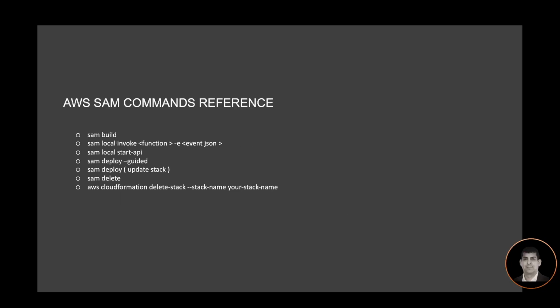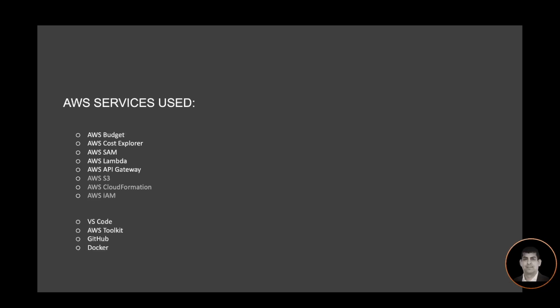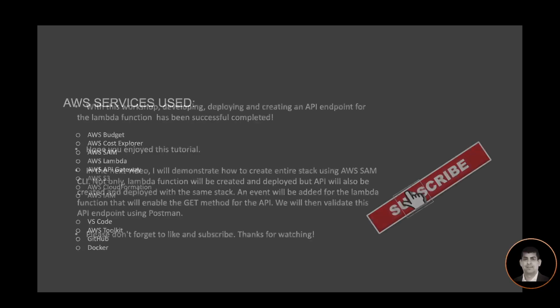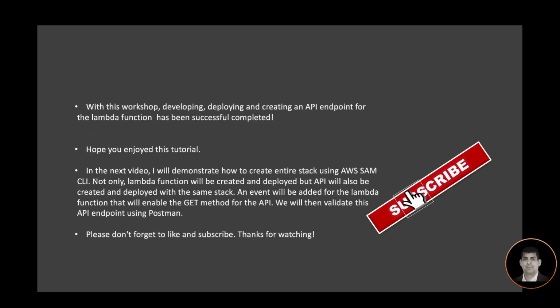Here is a quick SAM command reference. Here is the list of services that we have used: Budget, Cost Explorer, SAM, Lambda, API Gateway, AWS S3, CloudFormation, and IAM. We did not use it explicitly, but it got used by SAM under the hood. With this workshop, developing, deploying, and creating an endpoint for the Lambda function has been successfully completed. Hope you enjoyed this tutorial.